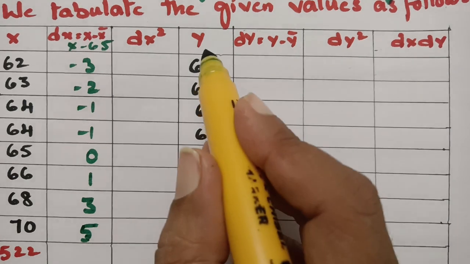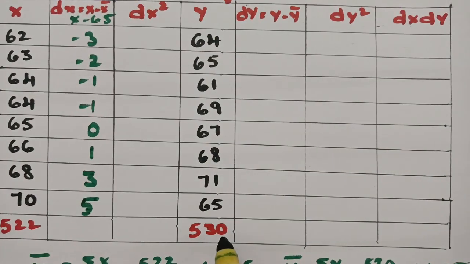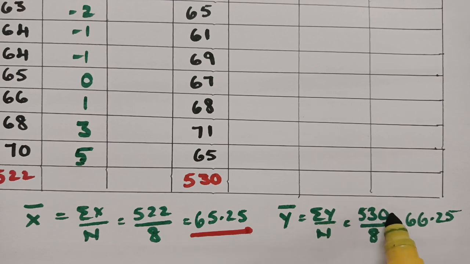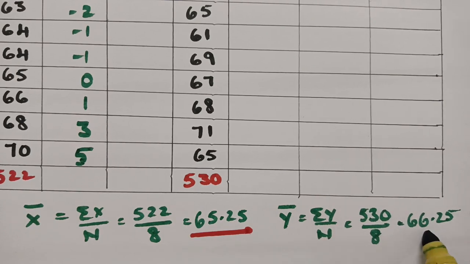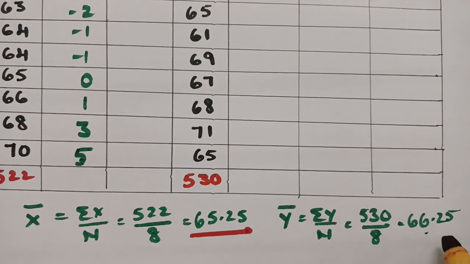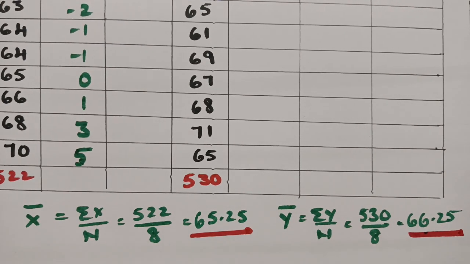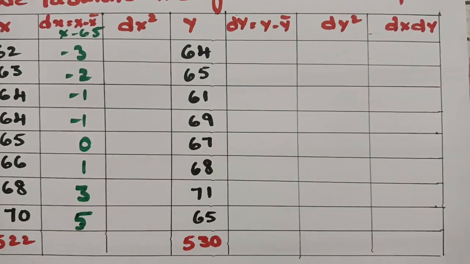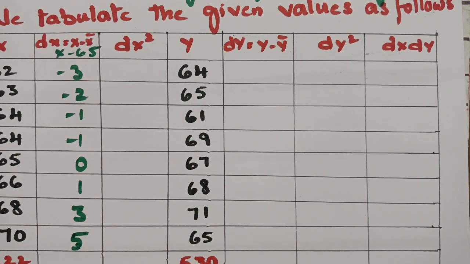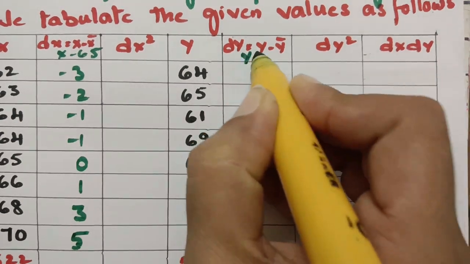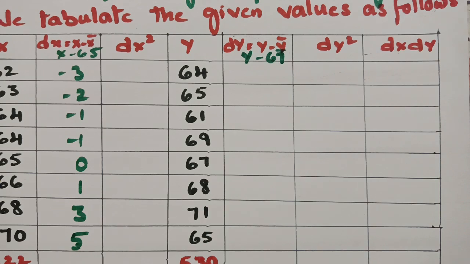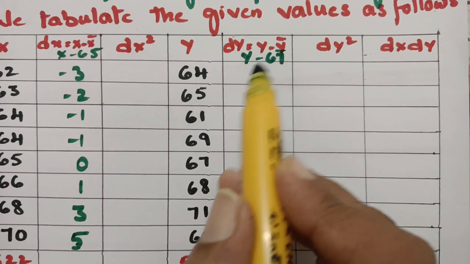And the next one, y bar. So we have to make a total. This is 530. So y bar, the mean, will be sigma y by n. That is 530 by 8. The value here is 66.25. Now we have to assume a certain mean. There is no 66 in general, the nearest is 67. And therefore I am taking each and every element of y. So here y minus 67 will be dy. So I have to subtract each and every element from 67.